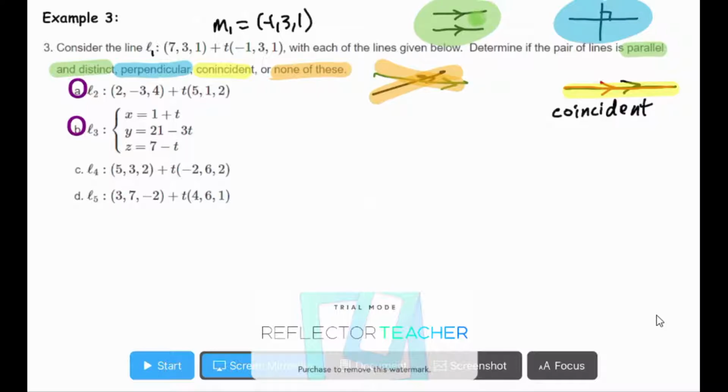So let's test. Let's see our actual lines here. Let's work through our example. For A, we're going to start by just looking at the direction vectors. Remember I said if they're parallel or coincident, they need to have equivalent direction vectors. Direction vector is kind of like our slope, and lines need to have the same slope or the same direction vector to be either parallel or coincident. So let's just focus on the direction.